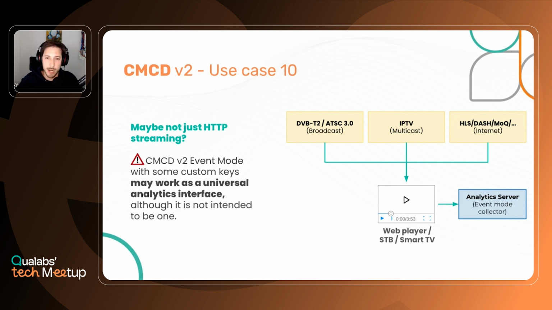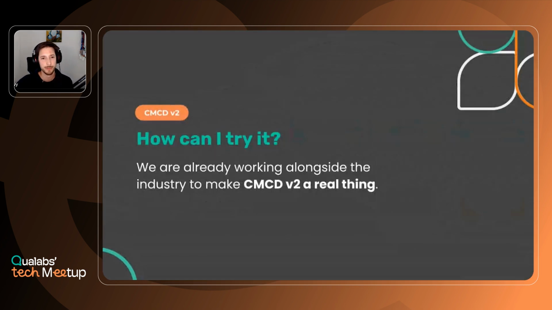Of course, there are keys that are not going to apply, but you can create, for example, a signal-to-noise ratio special key or custom key in your CMCD ecosystem, and you can, again, try to think about maybe we can create one collector for all the services. Doesn't matter if it's a broadcast, multicast, internet, or whatever. And again, CMCD version 2 is not meant to do this. It's just my interpretation of what we could achieve if we think about CMCD as an interface.